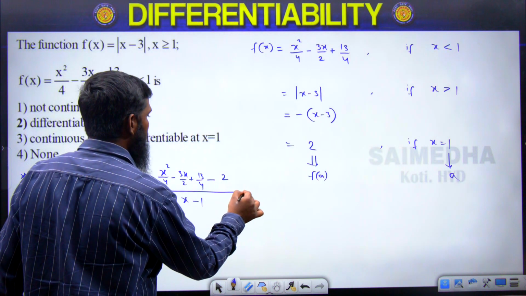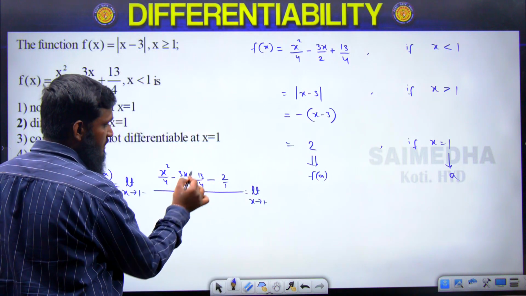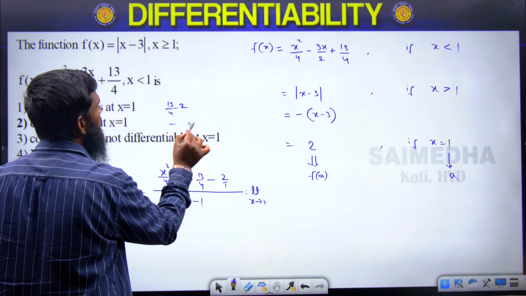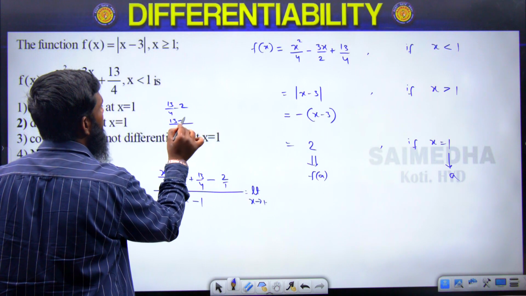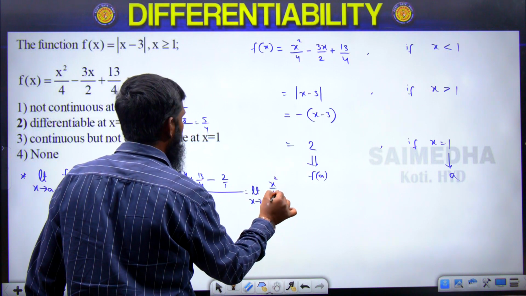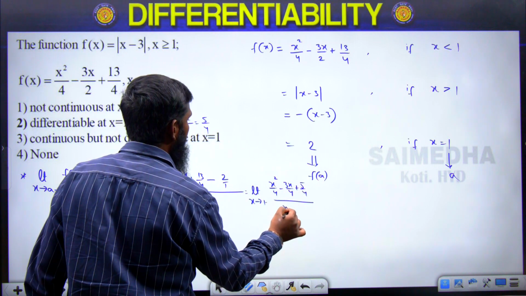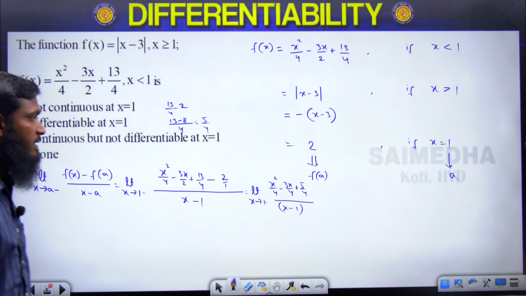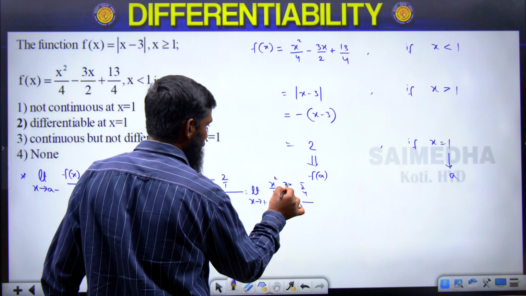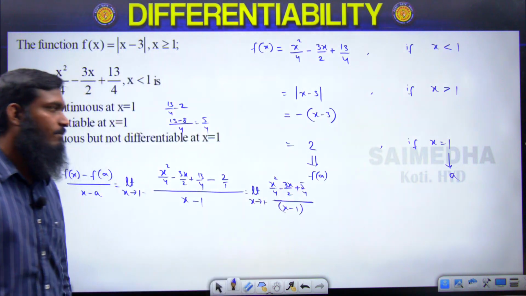Now which is equal to limit x tends to 1 minus. If you are taking the LCM for this part only, 13 by 4 minus 2. So 13 by 4 minus 2, the LCM is 4, 13 minus 8, which is equal to 5 by 4. So let us write over here, x square by 4 minus 3x by 2 plus 5 by 4 divided by x minus 1. This part we are getting.